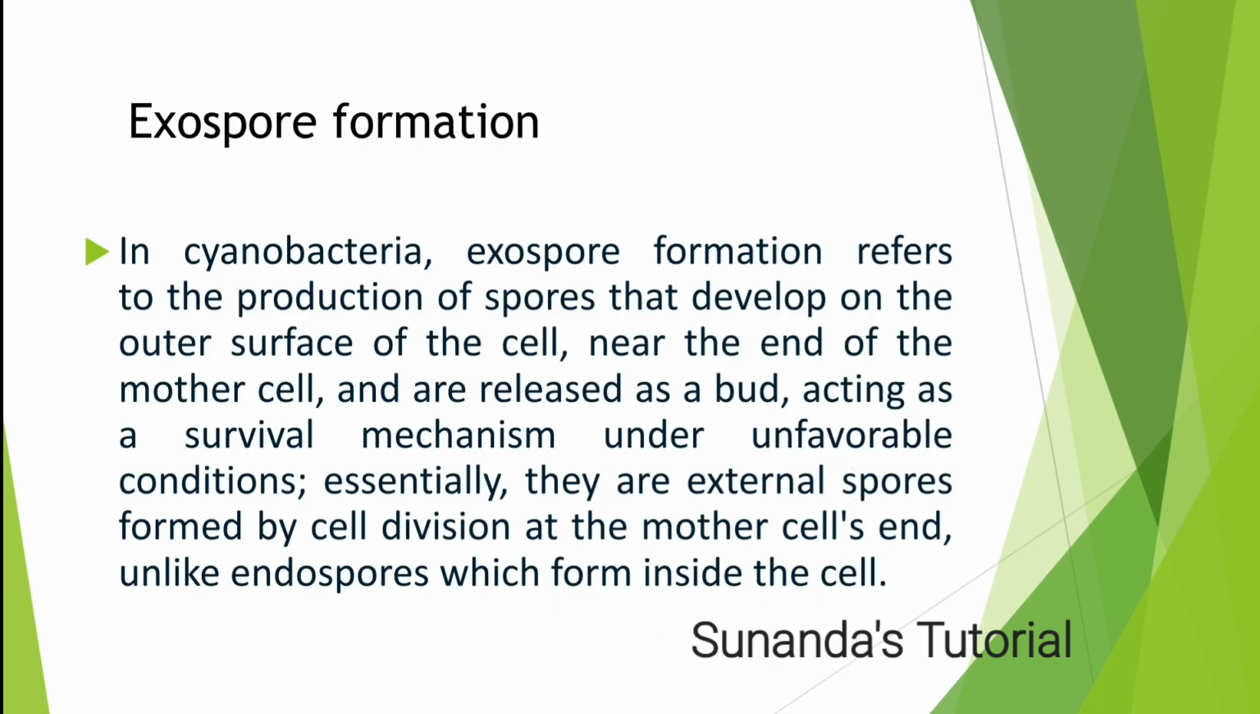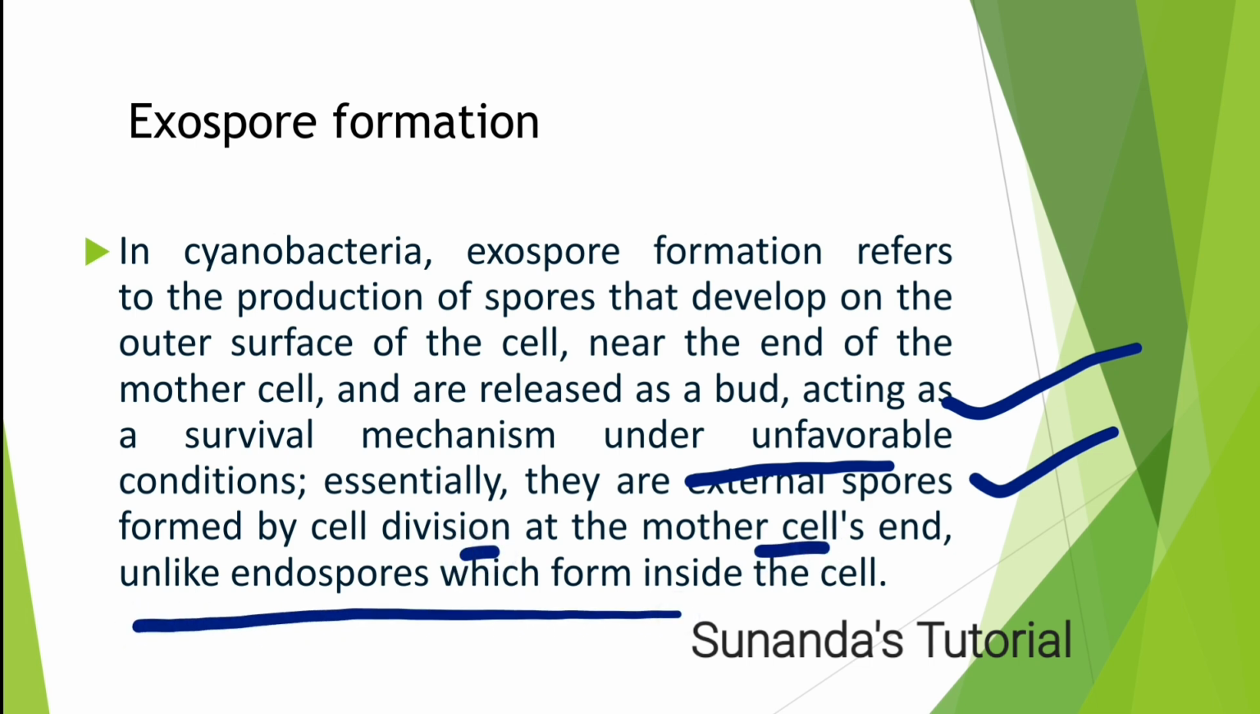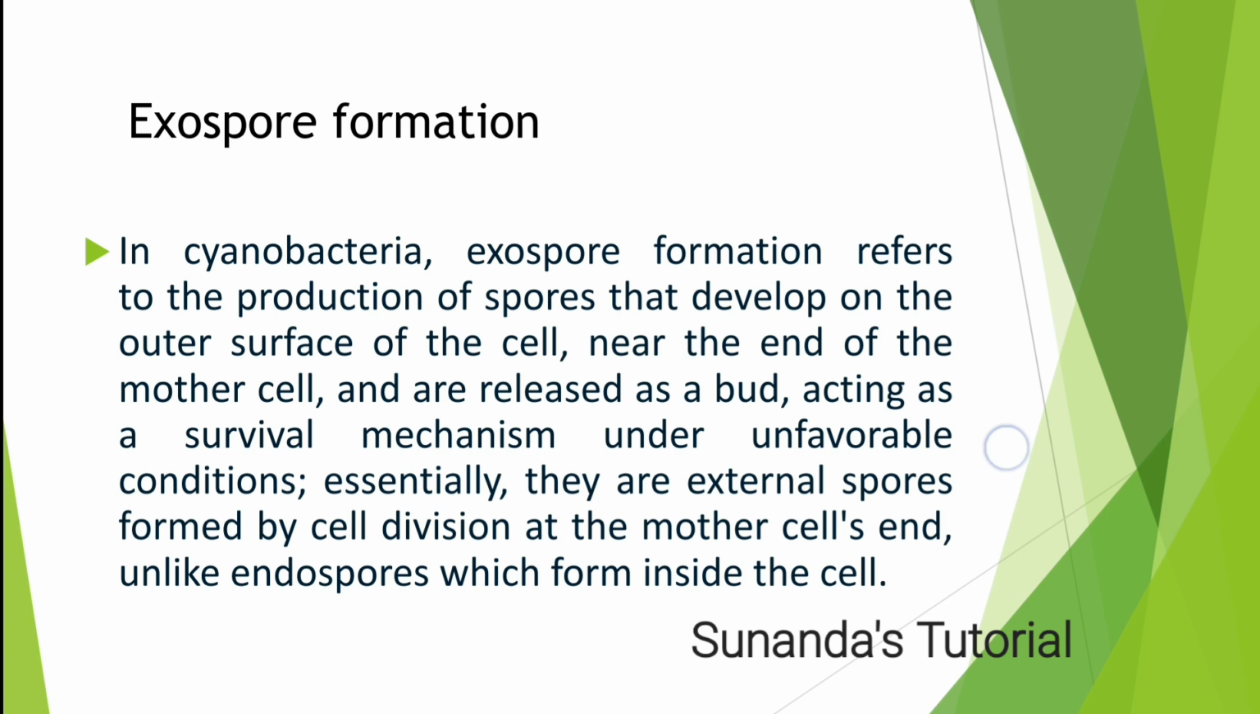Then ectospore formation. These are spores that develop on the surface of cyanobacteria and disperse. They are released as buds, and then survive as a new individual. These are survival mechanisms typically appearing under unfavorable condition, and essentially they are external spores formed by cell division at the mother cell's end, unlike endospores which are found inside the cell.